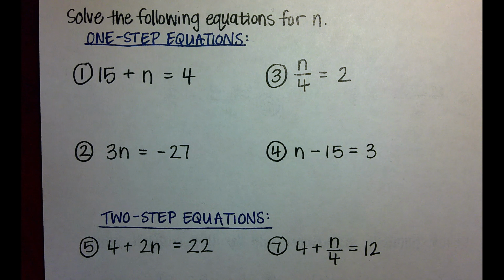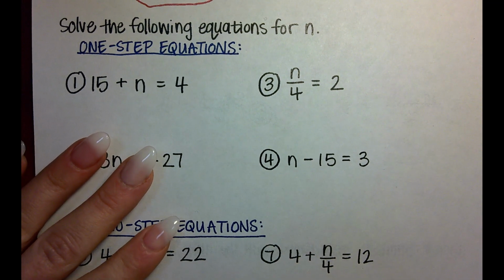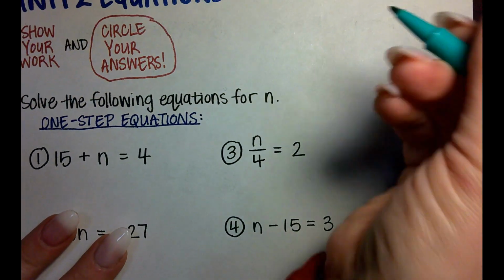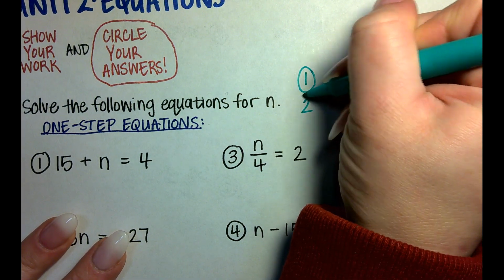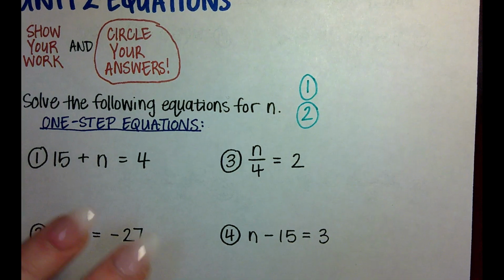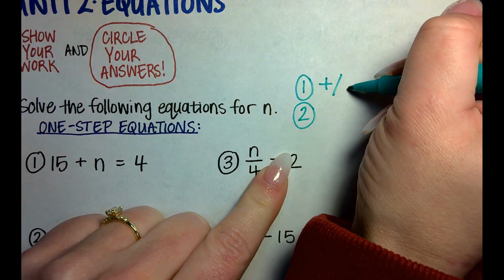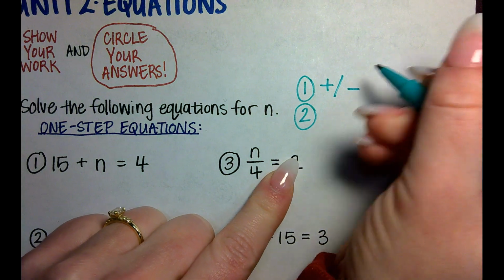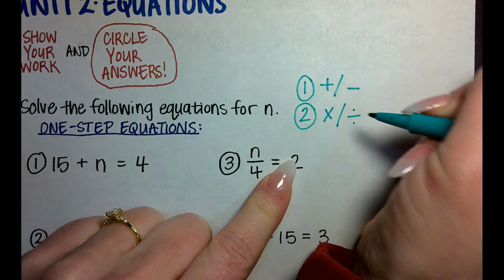We have one-step equations where we only have to do one step to solve. So, let's remind ourselves of our inverse operations. I'm going to make a little key over here on the top of my practice quiz. Remember, the first thing we do is we undo addition and subtraction. Second thing we do is multiplication and division.